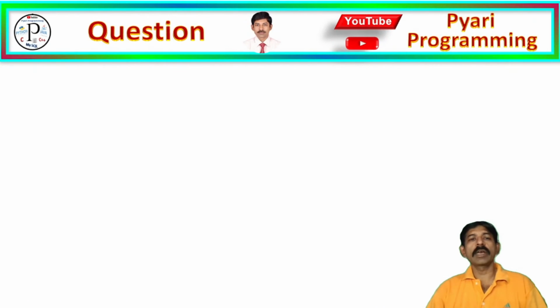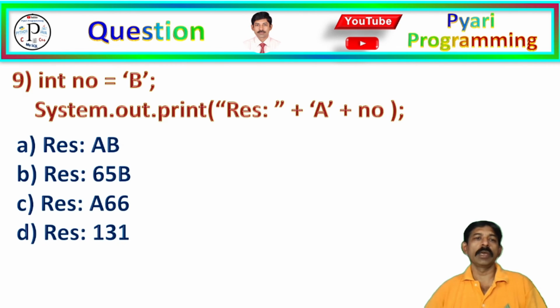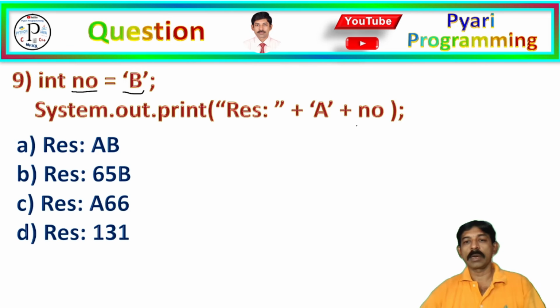Okay, let's see what is the next question. Next question is int no is equal to b. As we know, the character b is going to be converted to its ASCII value and will be stored in no. So what will be the value of no? If A is 65, your b will be 66. That means this no will be my 66. Fine. Now let's solve this.